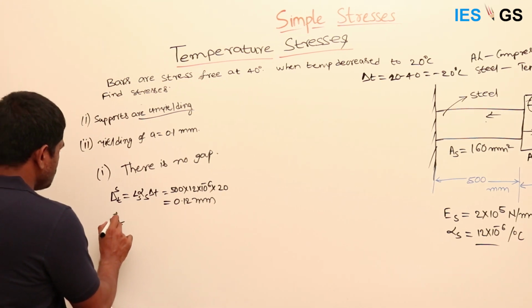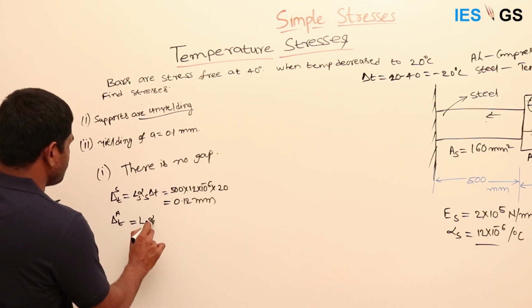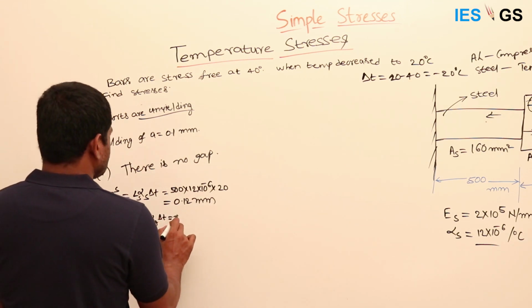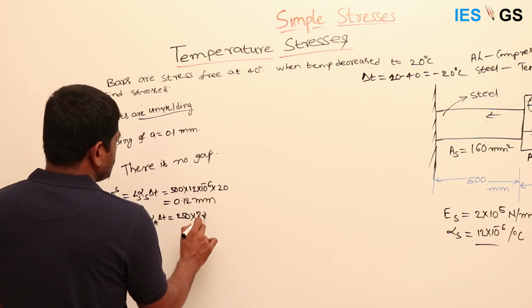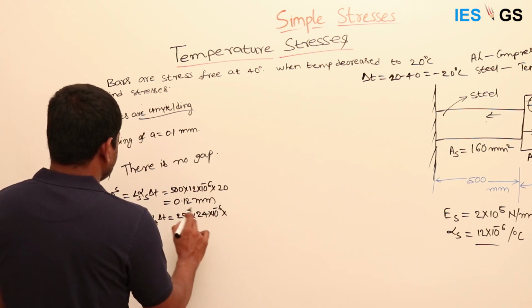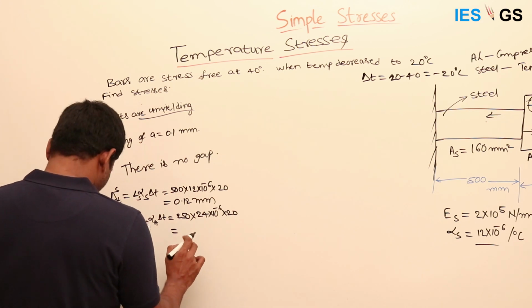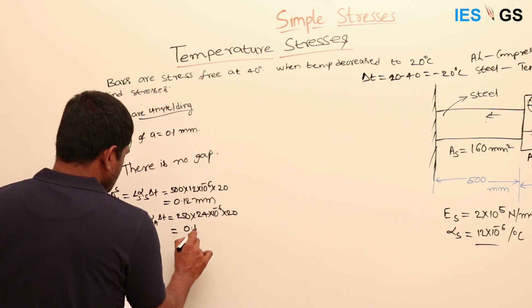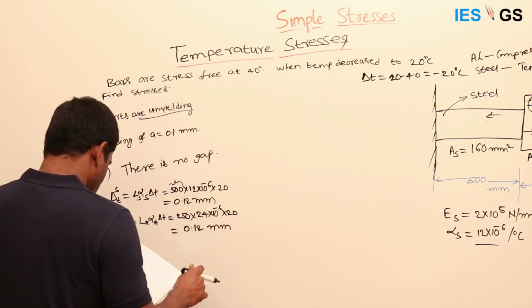Then delta T aluminum. For aluminum I will put A. This is LA alpha A delta T. LA is 250 into 24 into 10 power minus 6 into delta T, that is 20 here. Then how much will I get? Again here also I am getting 0.12 mm. Because this is in mm, that's why we are getting mm here.